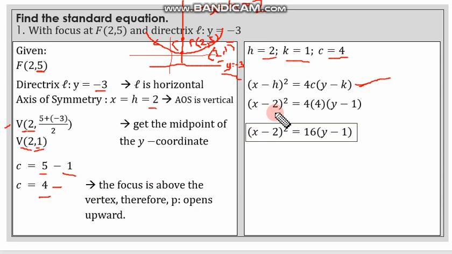So x minus h, which is 2, so x minus 2 squared is equal to 4 times the value of c, which is 4. So 4 times 4 is 16 times the quantity of y minus 1, since k is 1. So the quantity of x minus 2 squared is equal to 16 times the quantity of y minus 1.